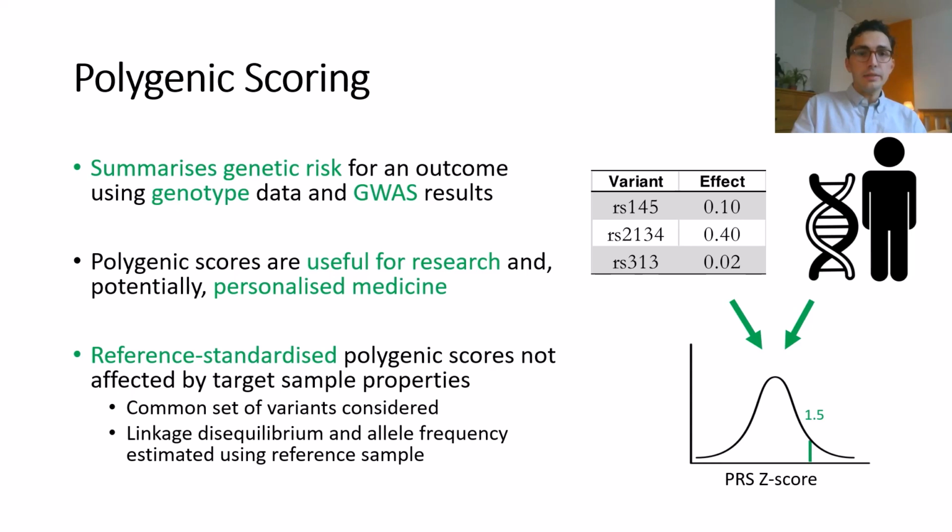Now, this isn't ideal, and an alternative strategy is to use a reference standardized approach, whereby a common set of variants are considered for all target samples, and the linkage and allele frequency estimates are derived using a common ancestry matched reference sample. This reference standardized approach is advantageous when using polygenic scores in both clinical and research contexts, as it allows polygenic scores to be calculated for a single individual, and it avoids variation in an individual's polygenic score due to target sample specific properties which might influence the result.